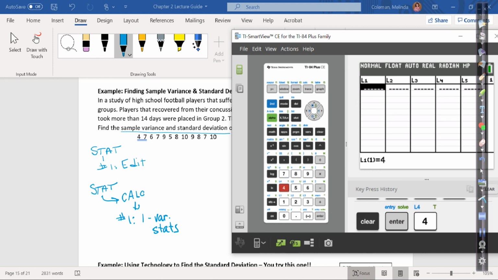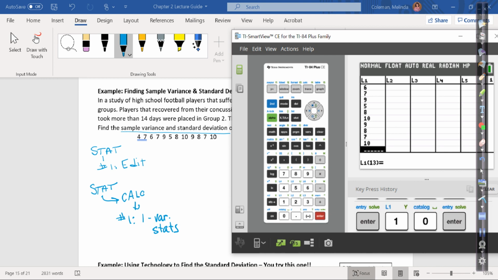But we have 4, enter, 7, enter, 6, 7, 9, 5, 8, 10, 9, 8, 7, 10.